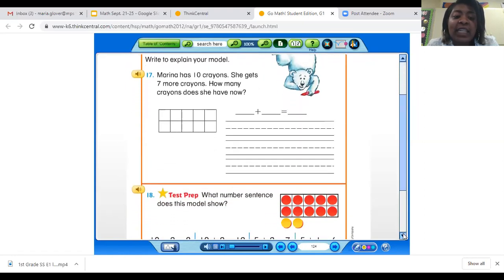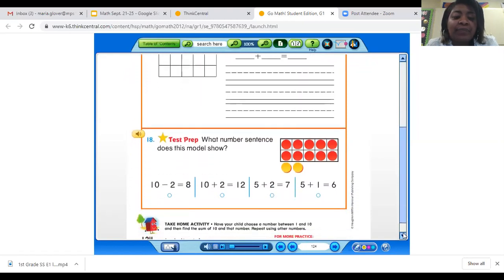You can write something like, I added blank and blank, and I got the sum that is, okay? But I want you to explain what you did. I want you to talk about it, write about it. And test prep. What number sentence does this model show? How many are in the frame and how many are outside of the frame?